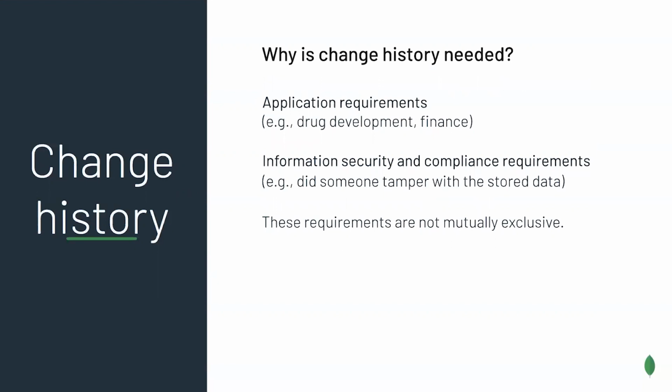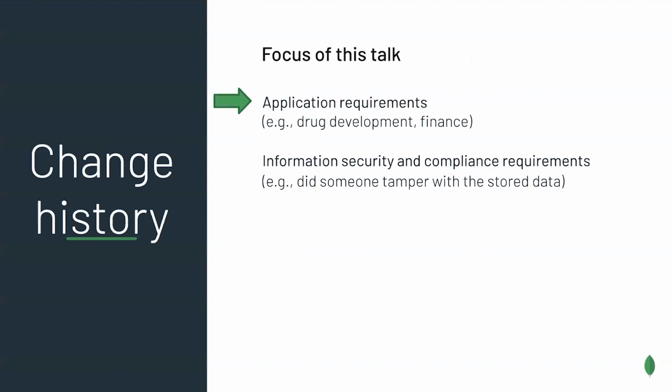So why is change history needed? Broadly speaking, there are two main reasons. First, an application may require change history to be maintained. For example, a bank has to maintain the history of transfers and withdrawals to the accounts. Similarly, drug development history has to be maintained. Secondly, there may be information security and compliance requirements that not only require maintaining of change history, but also ensuring that it is not tampered with. These requirements are not mutually exclusive. The focus of this talk is going to be on application requirements for maintaining change history and ensuring that the data is not tampered with.